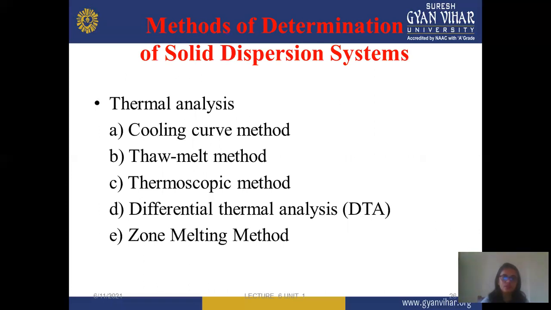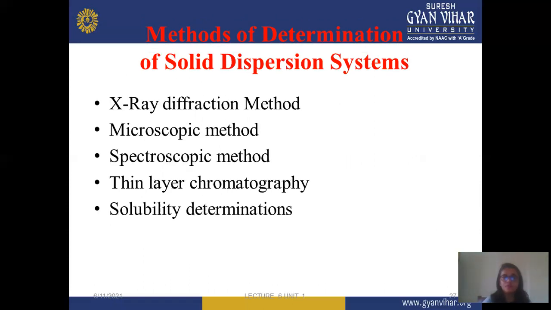Next are the methods of determination of solid dispersion. In this, first is thermal analysis. In thermal analysis, first is the cooling curve method, second is the thaw melt method, and one is the thermomicroscopic method. And one is differential thermal analysis, DTA, and one is the zone melting method. Now we discuss these individually. In methods of determination, there are some techniques like X-ray diffraction method, microscopic method, spectroscopic method, thin layer chromatography, and solubility determination, all these methods.